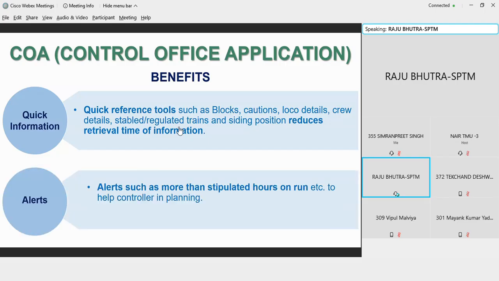Then various alerts can be given. Alerts such as more than stipulated hours on run, etc. help the controller in planning. So if a crew is about to complete 10 hours of its duty, then an alert can be generated using the system to the section controller. It reduces time taken for shift changing. For any shift change of the section controllers, it will reduce the time because not much information is required to be exchanged at the time of shift change.